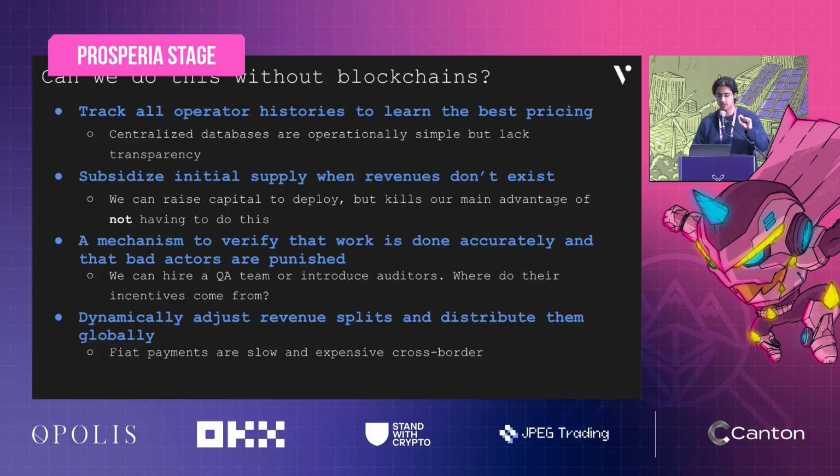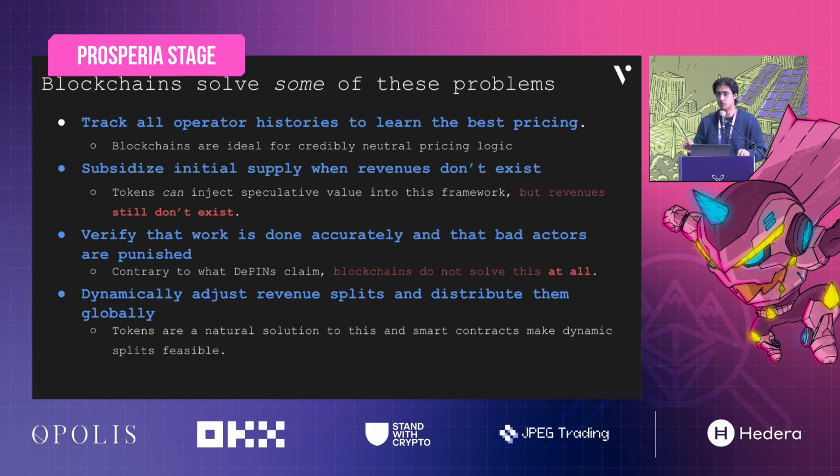What do blockchains solve? Blockchain solves some of these problems, right? I think a lot of people assumed, because when you think about it, that, oh, blockchains verify work, they do all these things, this is going to give us the solution to all these issues. I think blockchains solve 2 out of these 4. The first one is tracking operator histories, a natural place, it's a ledger, right? You can track how operators are performing, you can do public, easy to trust, neutral pricing logic with smart contracts.